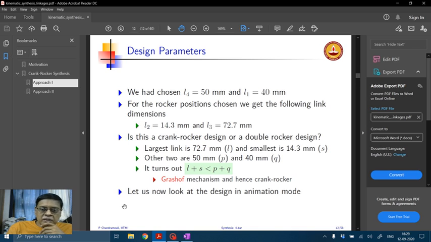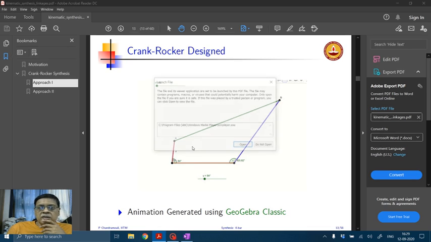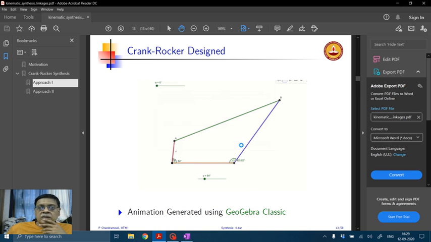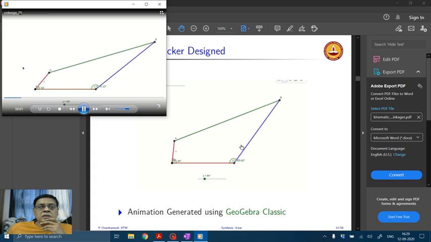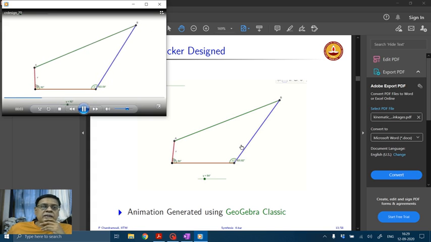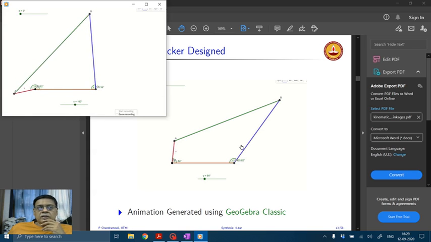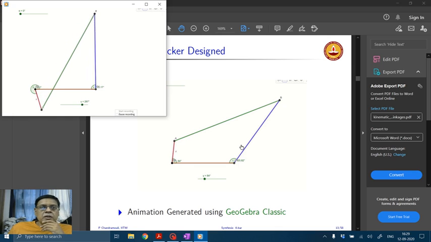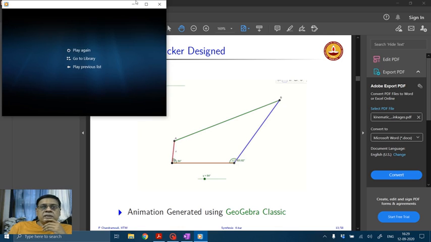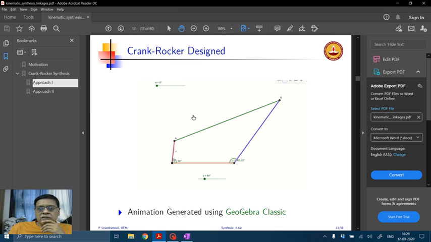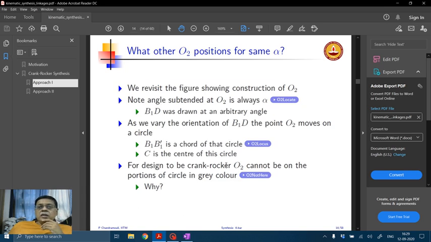Now the same animation I'll play out for you once again. This is what we designed earlier. Of course, I'm just showing you that once again. So this is built for a 70-degree angle between the two rocker extremes. So you can see that animated here. Okay, so that's 70 degrees. Take it from me that it is 70 degrees. So we have done that.